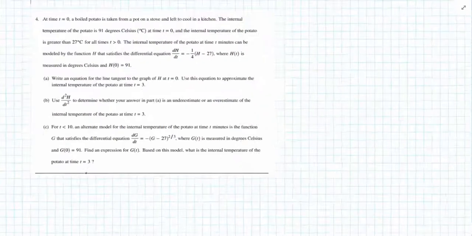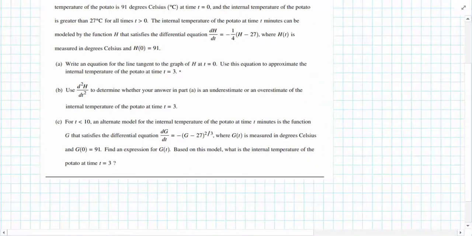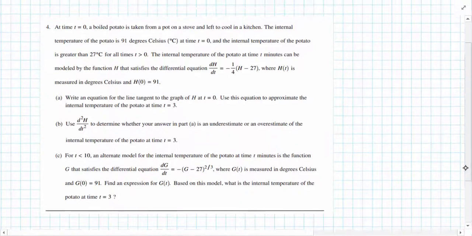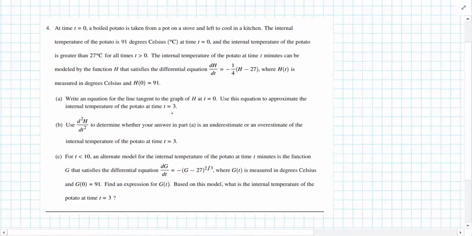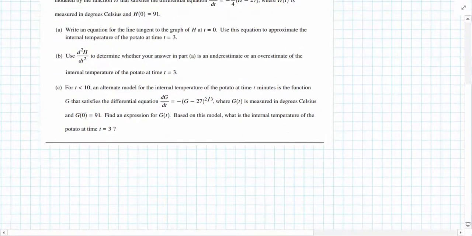So part A asks us to write an equation for the line tangent to the graph of h at t equals 0. And we're supposed to use this equation to approximate the internal temperature of the potato at time t equals 3. So we're basically supposed to use the fact that a tangent line to a curve can be used to approximate a point on the curve later on, if we don't have the equation for the curve, but we only have a point and the slope, the instantaneous slope of the curve at that point.